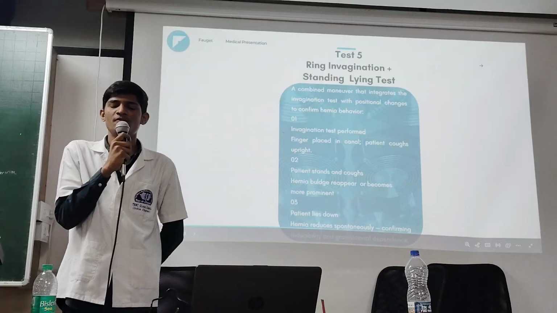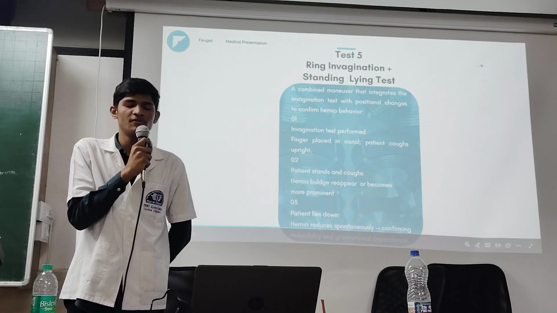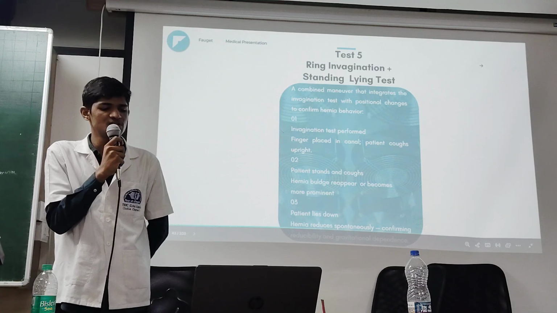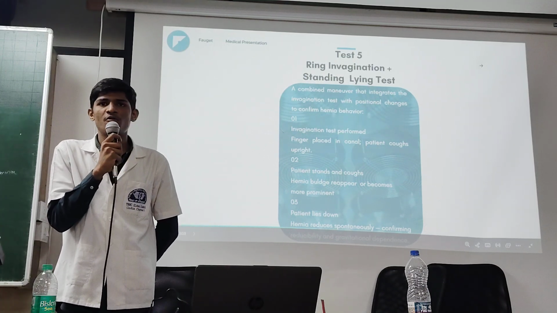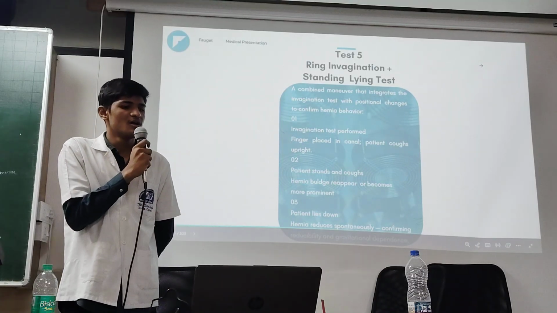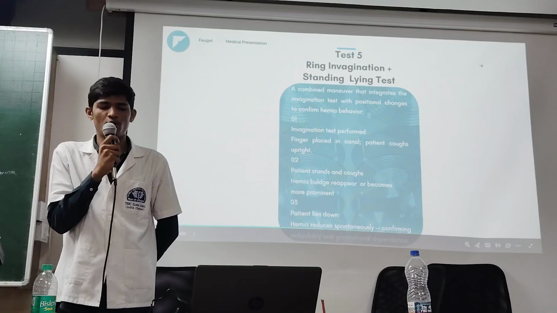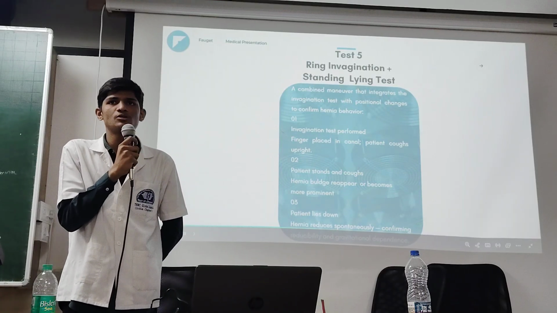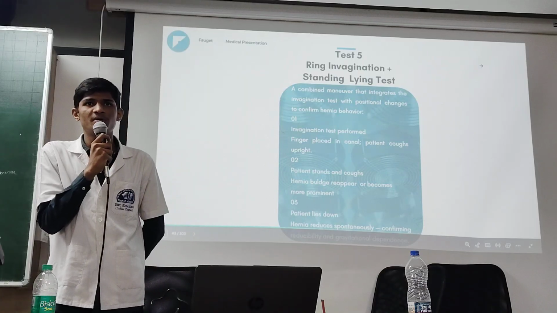Fifth test is the ring invagination test plus the standing-lying test. This test combines the invagination test along with positional changes to confirm the hernial behavior, in which we perform first the invagination test, then ask the patient to stand and then cough. While standing and coughing, the hernial bulge will reappear and it may be prominent. And when the patient is told to lie down, the hernia will be reduced.